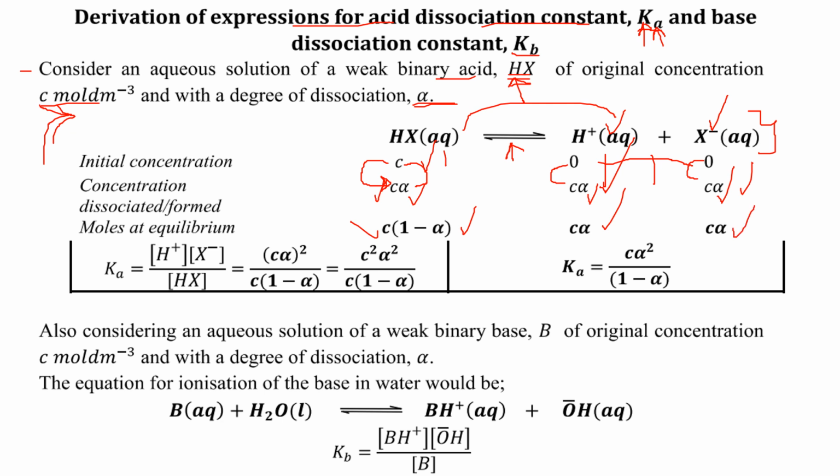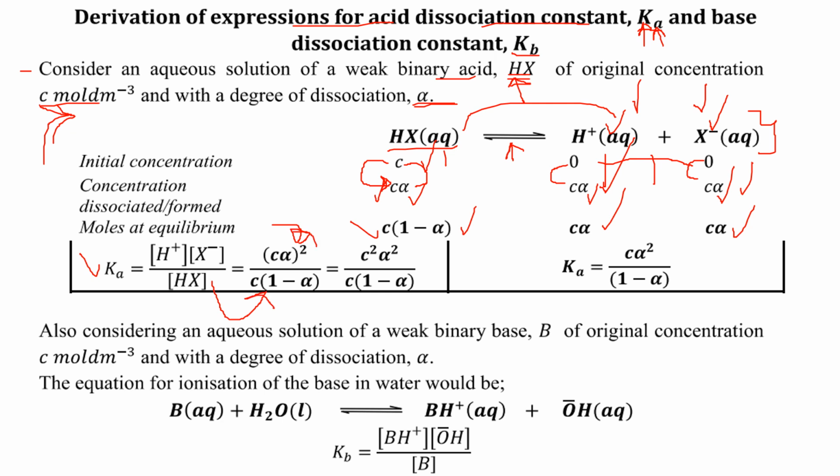Now the ionization constant of an acid, just like in chemical equilibrium, is the product of the molar concentration of our products divided by the product of the molar concentration of our reactants, each raised to the appropriate power. Now the molar concentrations of our products are all the same. They're all C alpha. So that's why you're having here C alpha squared. And then the molar concentration of the reactant at equilibrium was C into 1 minus alpha.